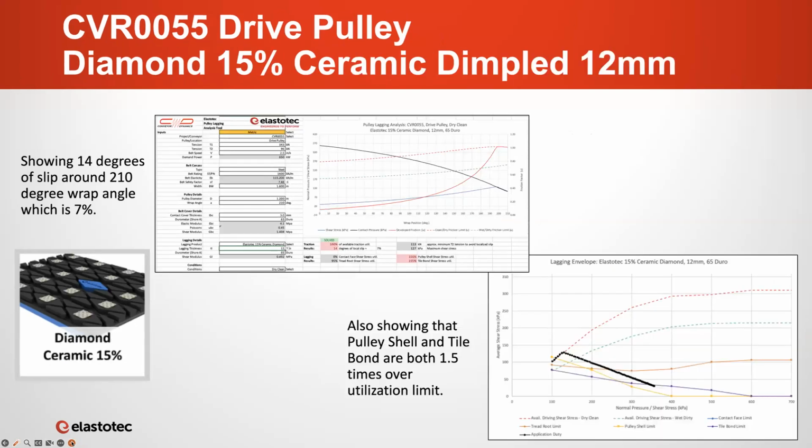Now we'll look at ceramic lagging, and the first option is 12 mil diamond ceramic lagging. This is essentially the same as the previous 12 mil diamond rubber lagging, but with a dimpled tile bonded to each of the large diamonds. The localized slippage is still present, but it's reduced. It's reduced to 14 degrees or 7% of the arc of contact.